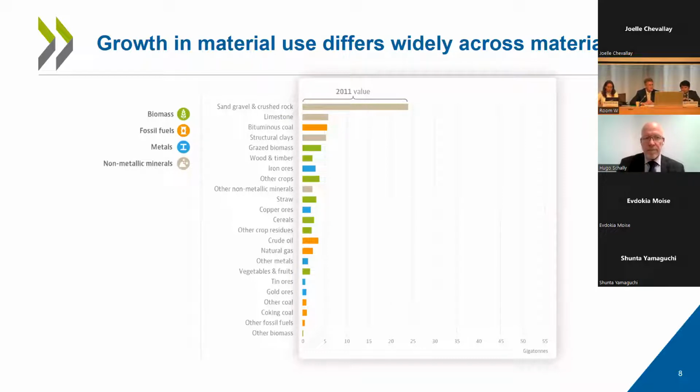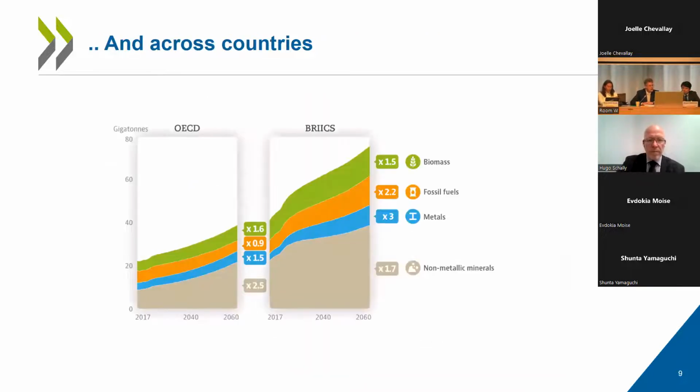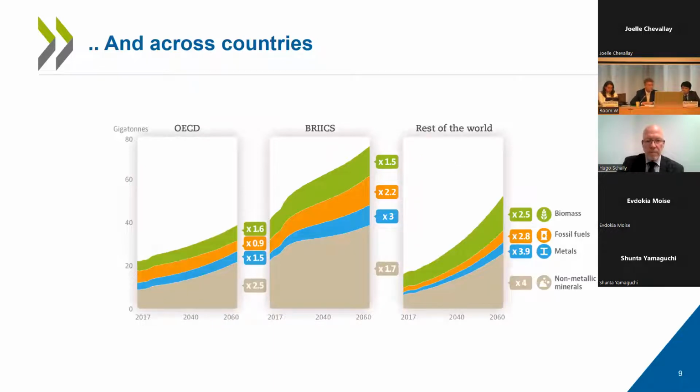So the growth in materials differs widely across materials, and we have 60 materials in our analysis, and they're all growing, but they're definitely not growing at the same speed. And it's also that the materials use is increasing in all countries. It's increasing in OECD countries. It's increasing in emerging economies. It's increasing probably faster in developing countries, but that's from a much lower base. And therefore, a higher growth doesn't mean that you get materials use levels in these countries that is higher.